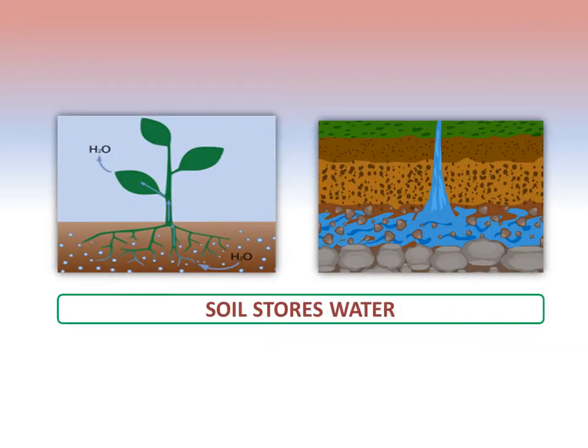Soil stores water. When it rains, some water seeps under the ground and is stored in the soil. Water stored in the soil is absorbed by the roots of plants. Soil cleans rainwater as it seeps through its layers.